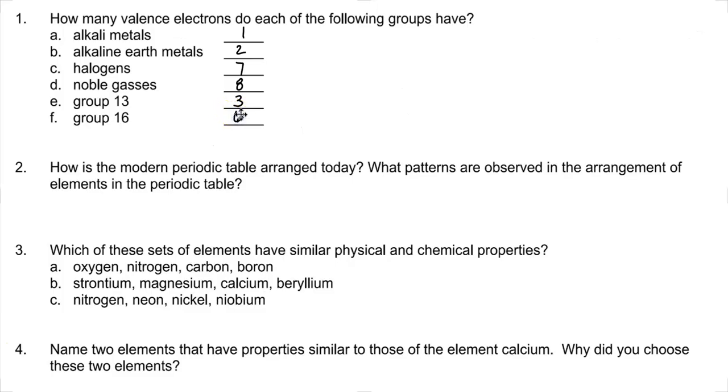Okay. How is the modern periodic table arranged today? It's by increasing atomic number. If you look at it, it is arranged in order of increasing atomic number. What patterns are observed in the arrangement of elements in the periodic table? They have repeating properties every 8 elements. So similar properties.